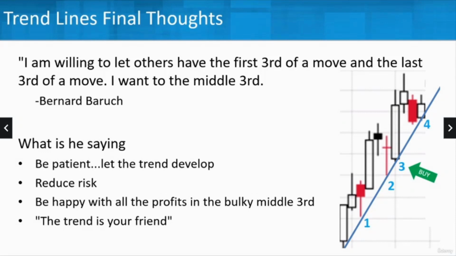So the idea is be patient. Let the trend develop. Reduce that risk by letting the trend develop. Don't buy into something you think you see at touch number 1. That's not a trend yet. Number 2 or 3 is a much better indicator. So you're reducing that risk. Be happy with all the profits in that bulky middle third, right? The profits between number 2 and number 4, or number 3 and number 4, are great, and you're doing that over and over again. That's going to be very profitable for you.